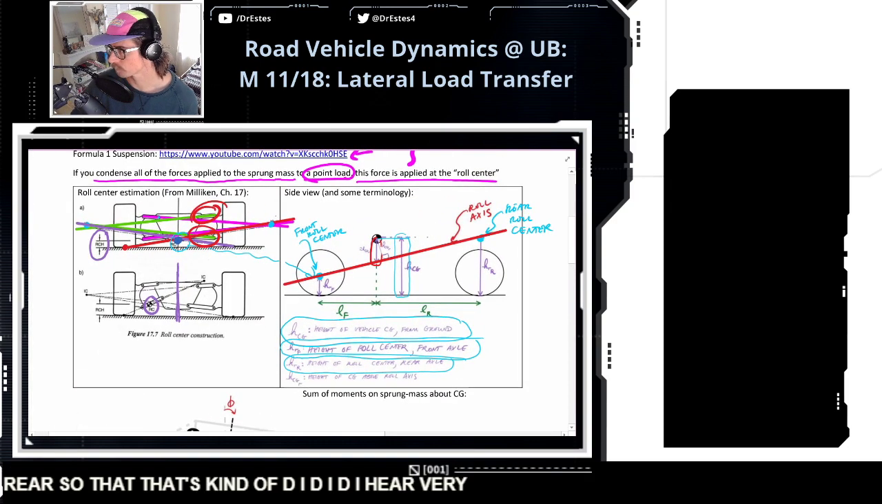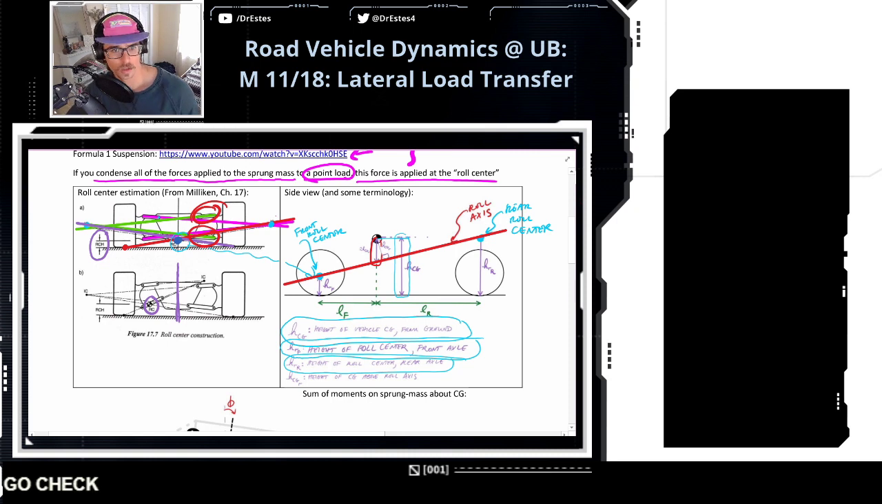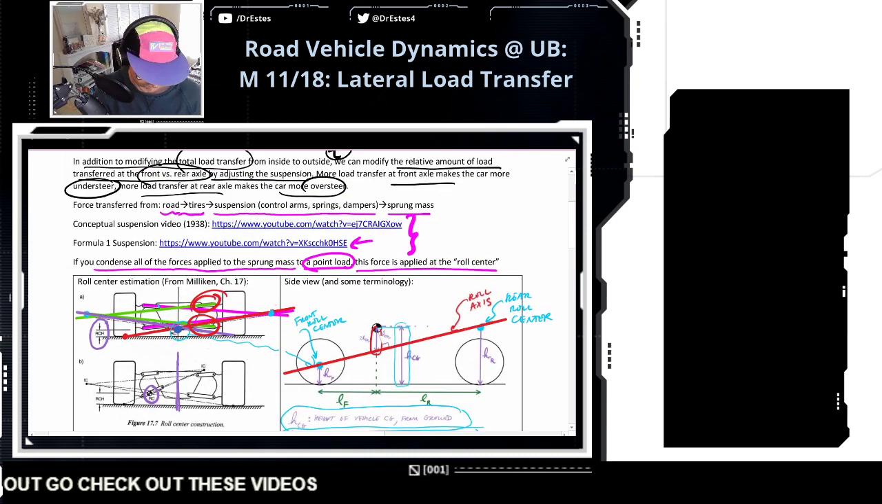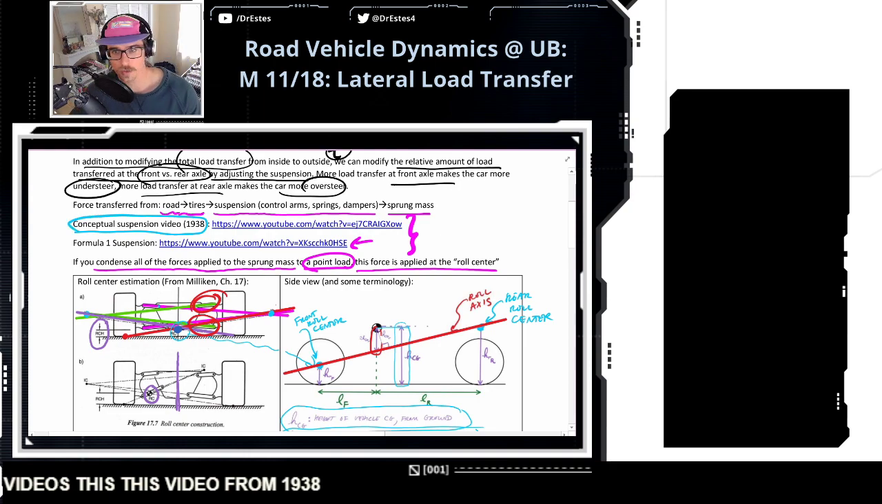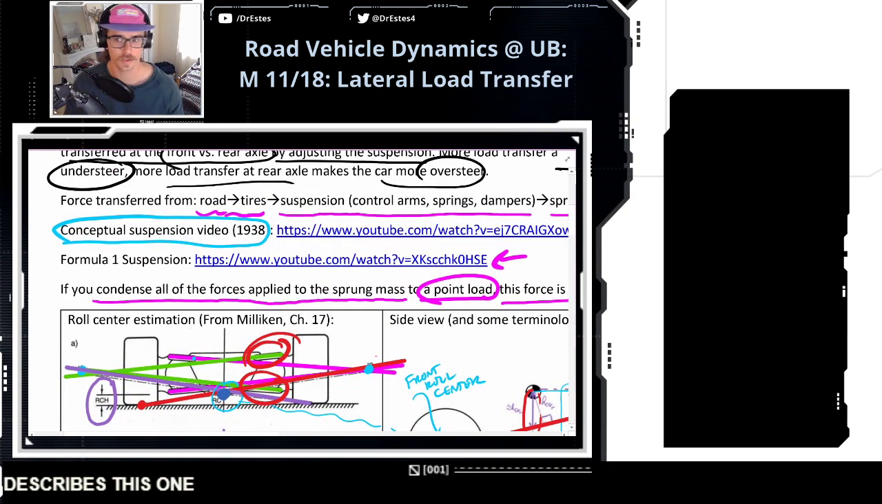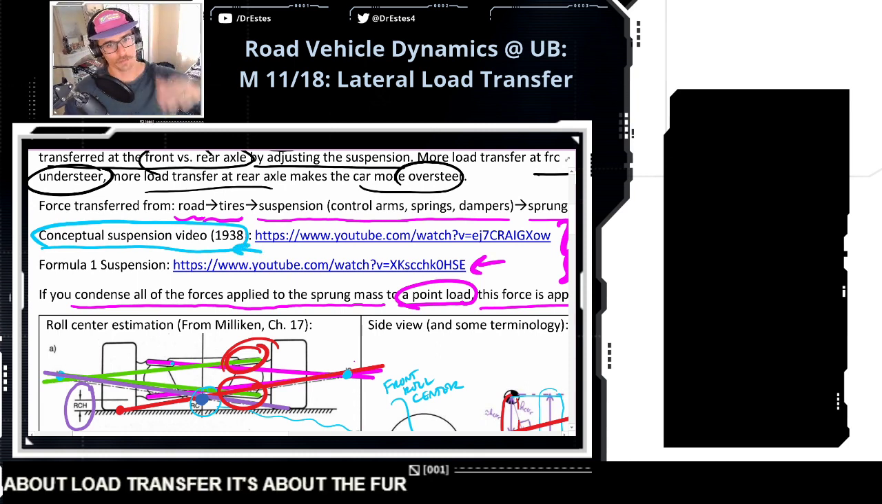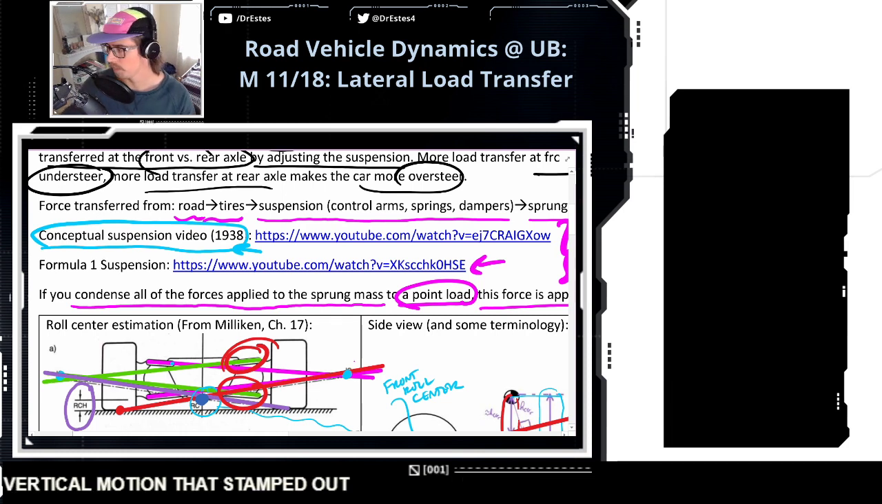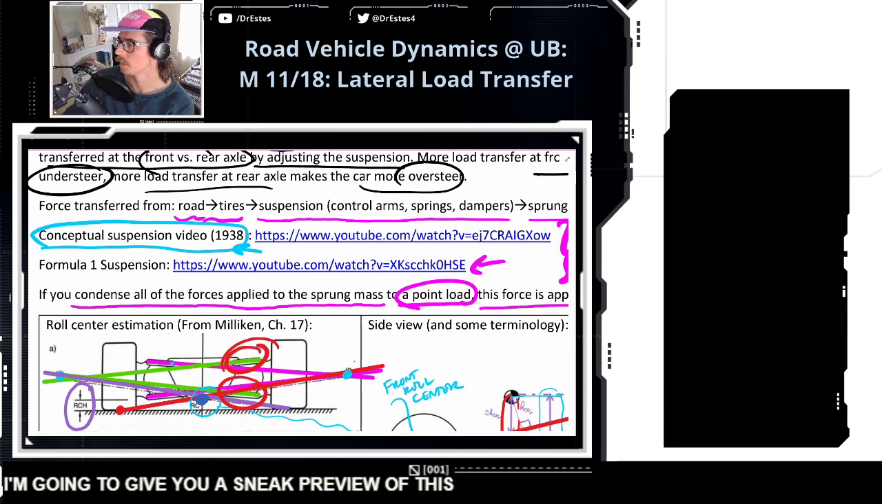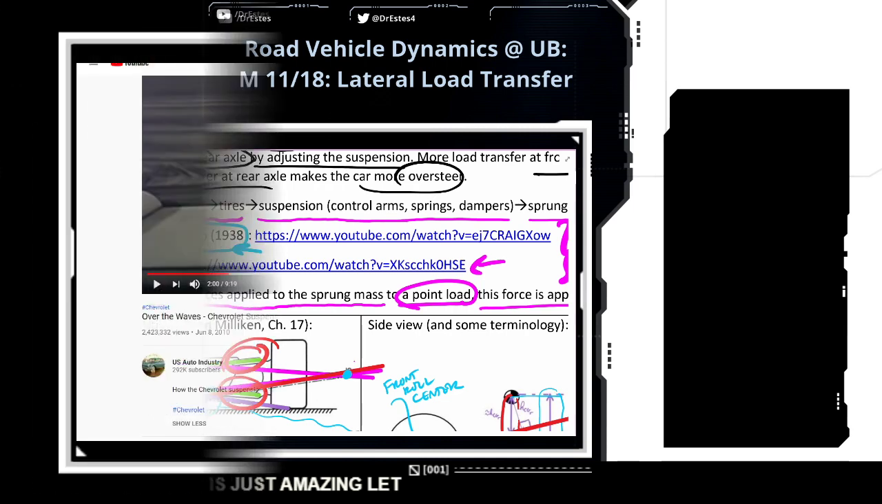Very cool. Go check out these videos. Actually, this video from 1938 is not so much about load transfer. It's about the vertical motion that's damped out by suspension. I'm going to give you a sneak preview of this. It's just amazing. Let me show you what I love about this.